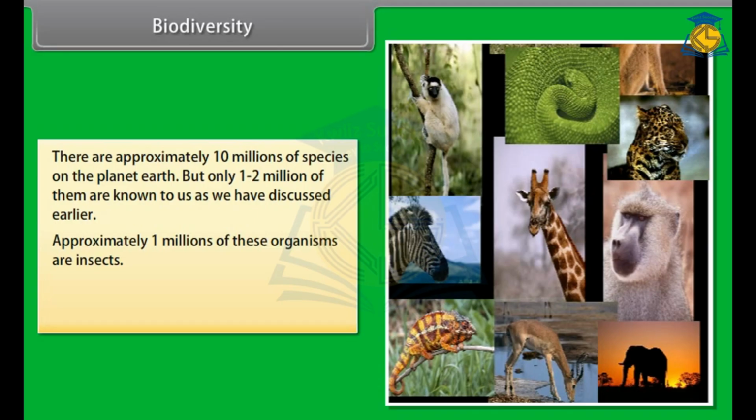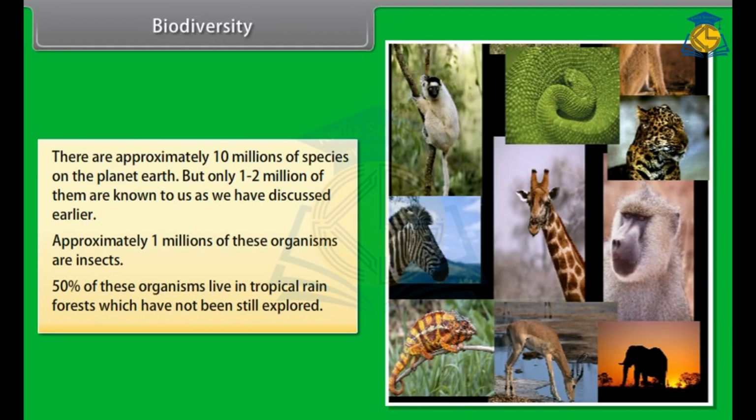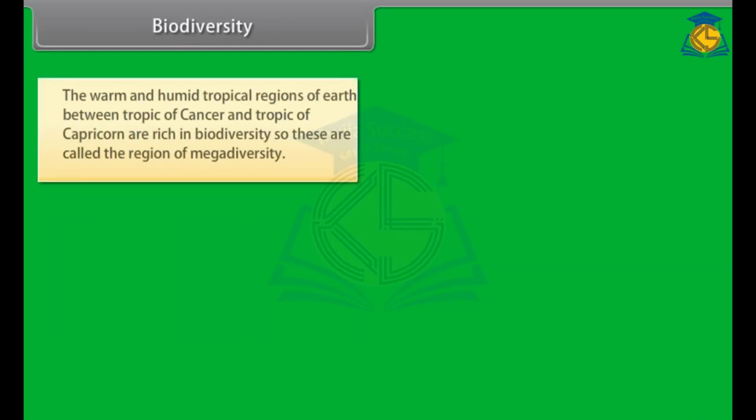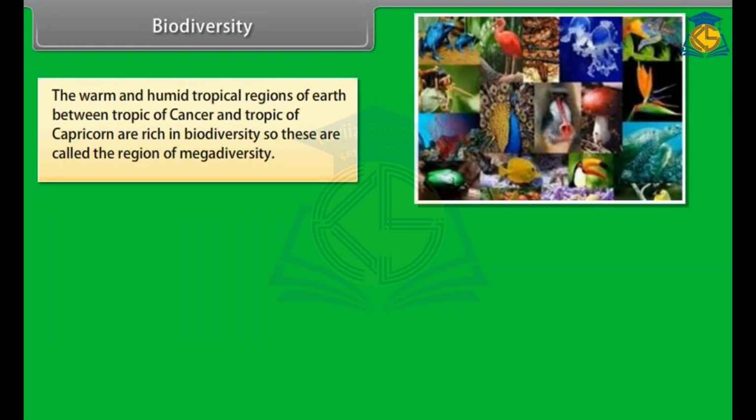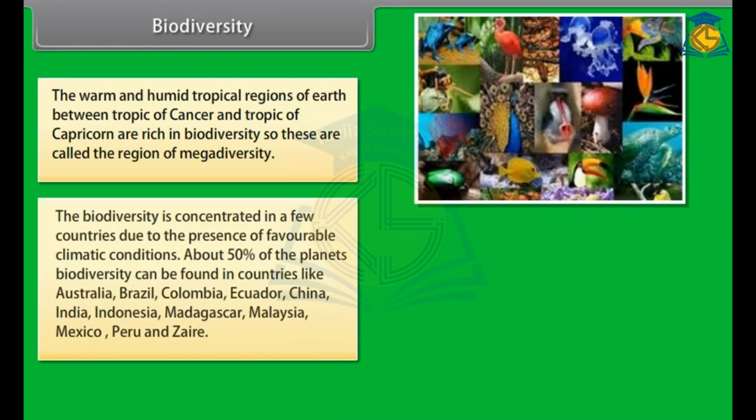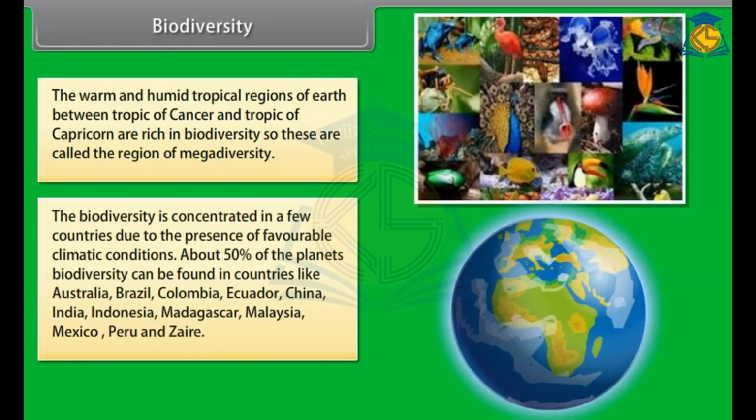Approximately 1 million of these organisms are insects. 50% of these organisms live in tropical rainforests, which have still not been explored. The warm and humid tropical regions of Earth between the Tropic of Cancer and Tropic of Capricorn are rich in biodiversity, so these are called the region of megadiversity. The biodiversity is concentrated in a few countries due to the presence of favorable climatic conditions.